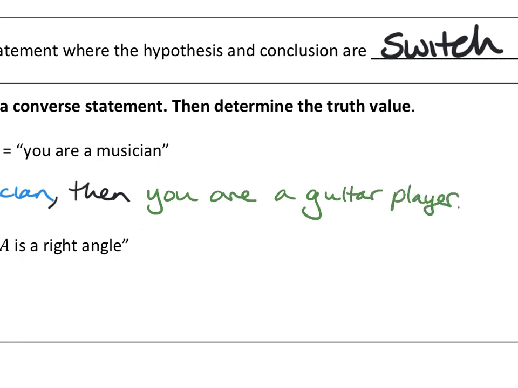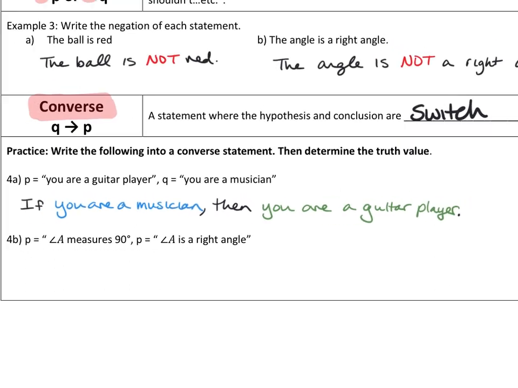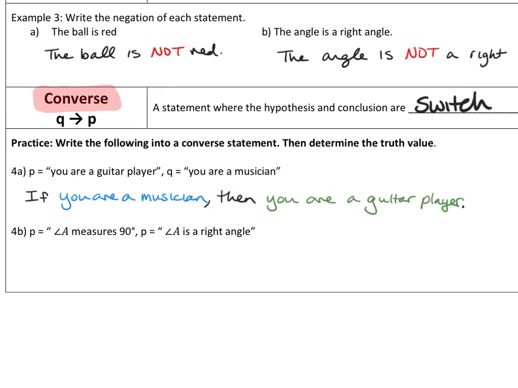All right, let's talk about the validity of that statement, the truth value. So if you are a musician, then you are a guitar player. Is that true or is that false? Why is it false? What else could you play? Piano. What else could you play? Cello, tambourine, what's that thing where you smash them together like this? What am I thinking of? Cymbals. You can play drums.